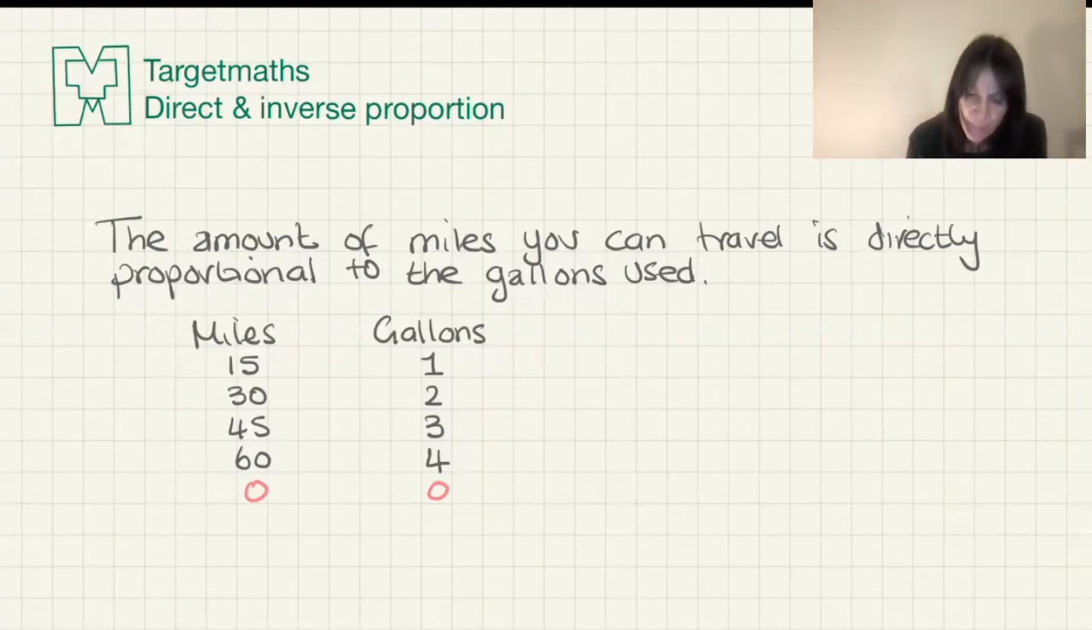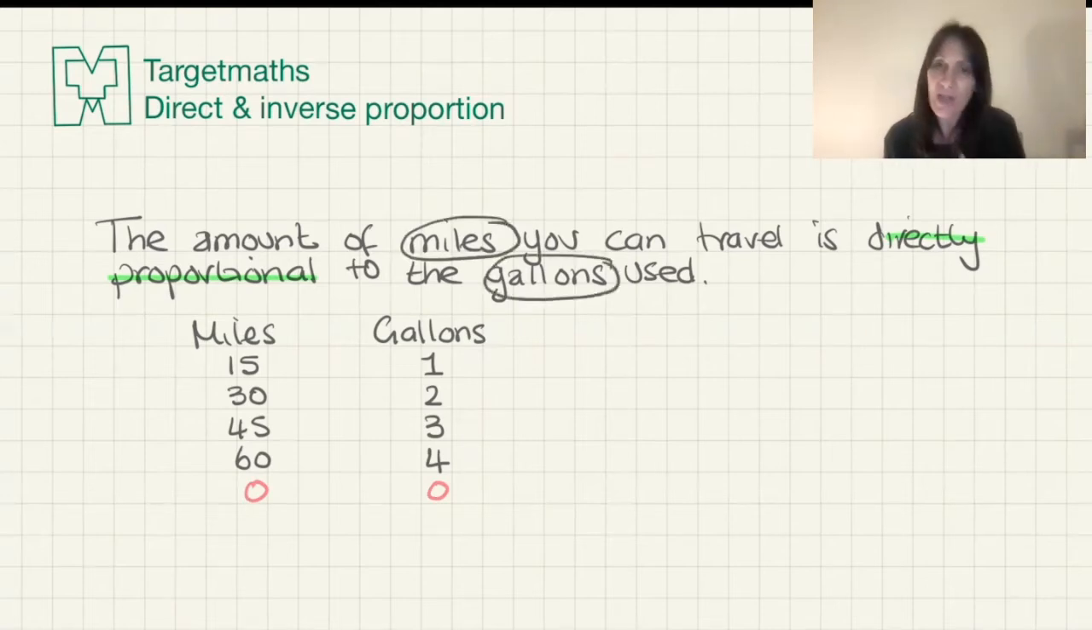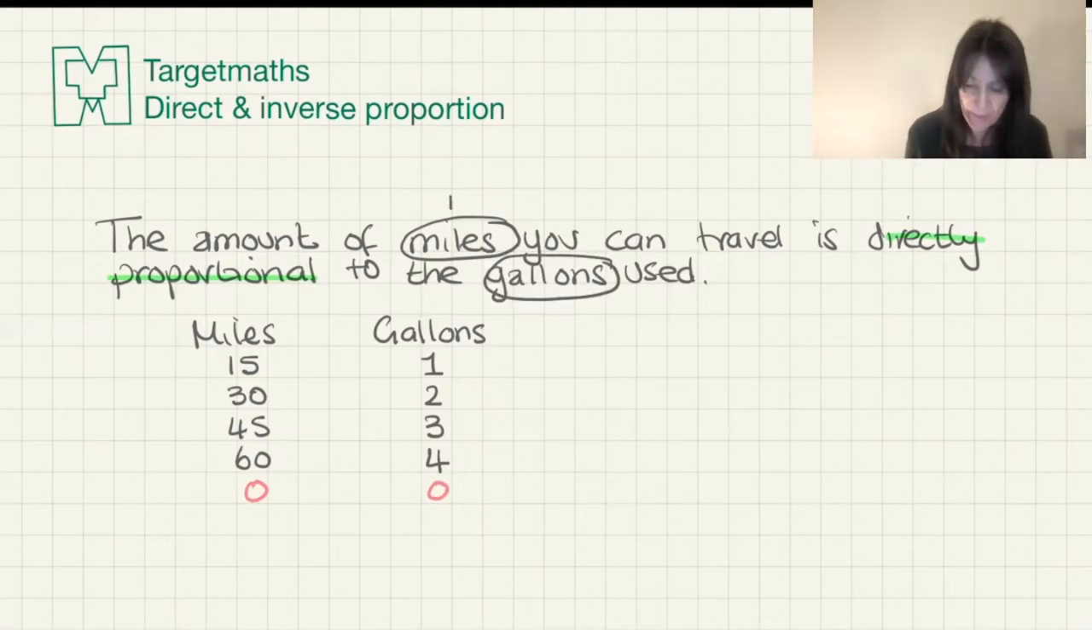Okay. So the word directly proportional should trigger what we're about to do. So there are key words. There is a symbol that we can use for proportionality. We call it the fishy symbol. So when I read this, the amount of miles, so miles is key. You can travel is directly proportional to gallons. So my equation I'm going to write is going to use the letters M for miles and G for gallons. We really try and use letters to represent the story. And I know that my miles are directly proportional to my gallons.